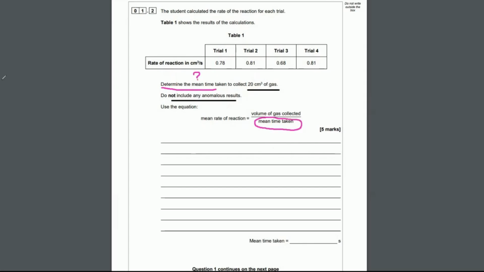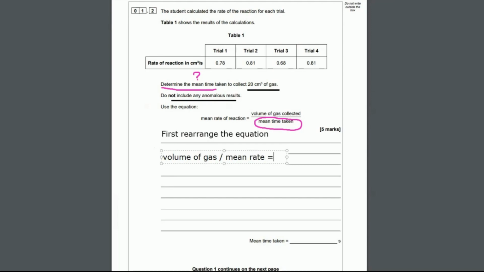So the first thing is they want the mean time taken. That's circled there. So we need to rearrange the equation. So if you know your maths, you want to do volume of gas divided by the rate of reaction equals the mean time taken. And that's going to score you your first mark.